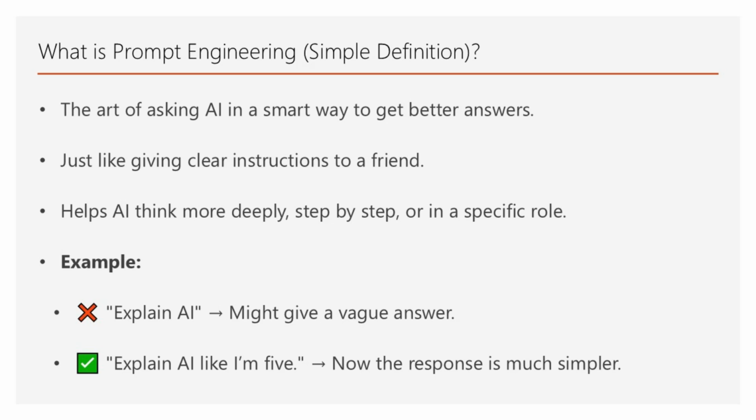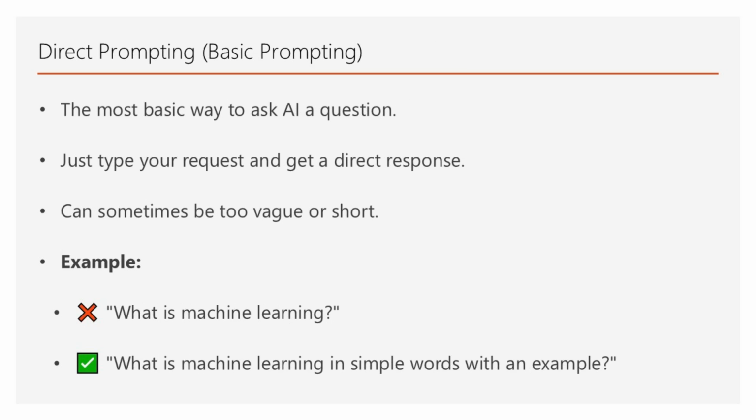Personally, I usually prefer books like For Dummies because they break down complex topics into simple, easy to understand explanations. That's the same mindset I use when prompting AI. So, let's begin with direct prompting or basic prompting.